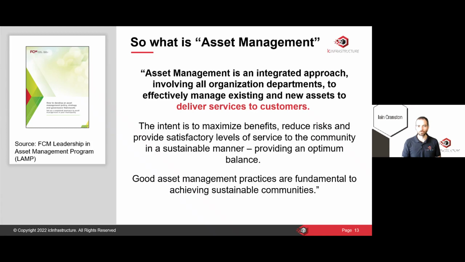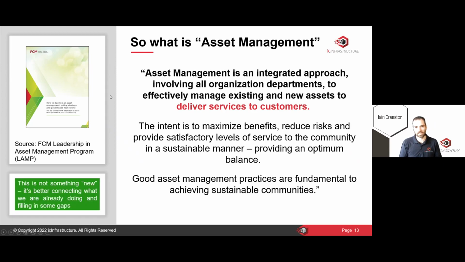as an organisation. And good asset management practices are fundamental to achieving sustainable communities. So are we going to exist long into the future for the next generation? The decisions that we're making today on our services and our assets have a huge implication in the next 5, 10 and 50 years. So it's really important that we get them right.